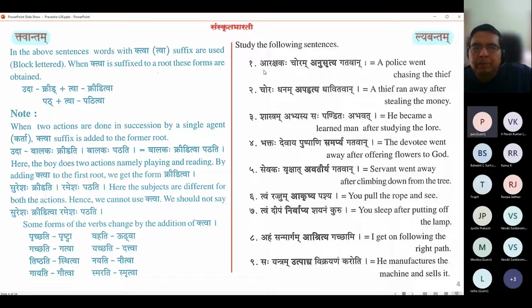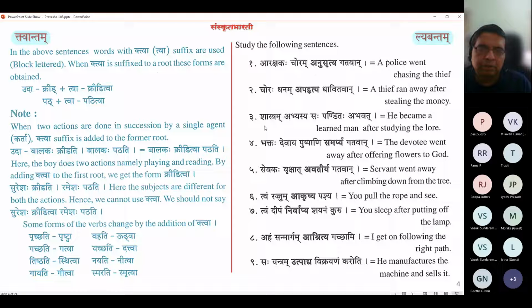Arakshakaha choram anusrutya gatavan. A police went chasing the thief. Choraha dhanam apahritya dhavitavan. A thief ran away after stealing the money.